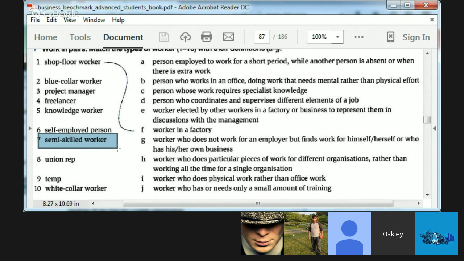Semi-skilled worker, number 7. I'm not sure, teacher, but I think it's J, the worker who has or needs only a small amount of training. Yeah. And then we also have a common phrase, unskilled worker, which should be pretty obvious. But they use the semi, that confused me. Well, that's kind of new to me, too. I've definitely heard unskilled worker many, many times. It's very common. McDonald's hires unskilled workers and then trains them. I suppose once you're trained and you're working there for 6 months, you're now a semi-skilled worker. Maybe.